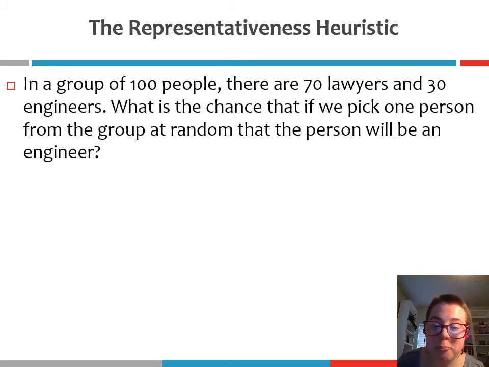So, for example, some participants were given this description. It says, in a group of 100 people, there are 70 lawyers and 30 engineers. What is the chance that if we pick one person from the group at random, the person will be an engineer? Well, when they were given this description, people had no difficulty at all correctly answering that 30% of people drawn from the population would be an engineer. So when they're given the base rate information, they seem to be doing pretty well.